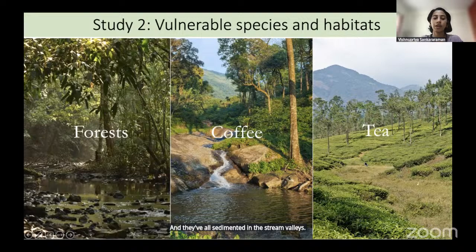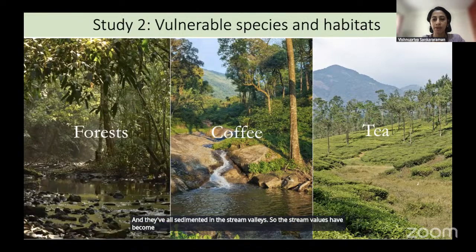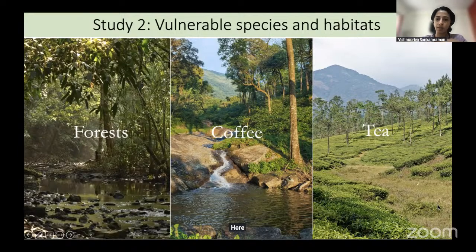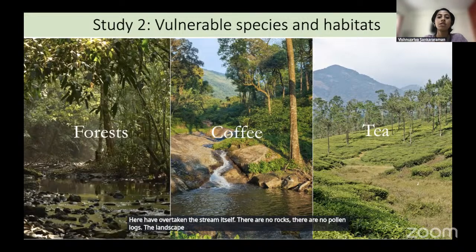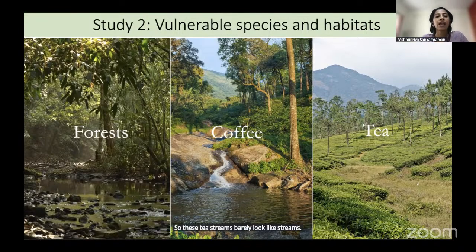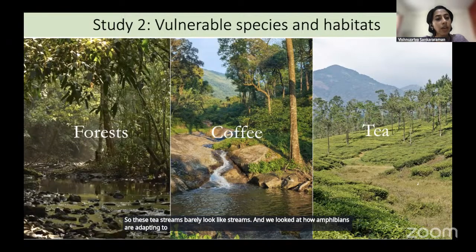So the stream valleys have become really eutrophied, which means that the water is barely flowing. It's sludgy, very slow moving, or almost stagnant water, and it's getting filled up with vegetation. As you can see, all of these grasses and shrubs here have overtaken the stream itself. There are no rocks, there are no fallen logs. The landscape has completely changed. So these tea streams barely look like streams. And we looked at how amphibians are adapting to these three land uses and which types of species are most affected by these kinds of habitat changes that streams face in different land uses.